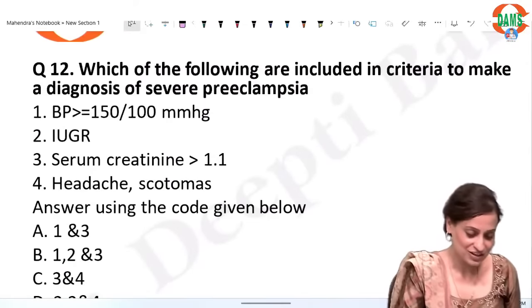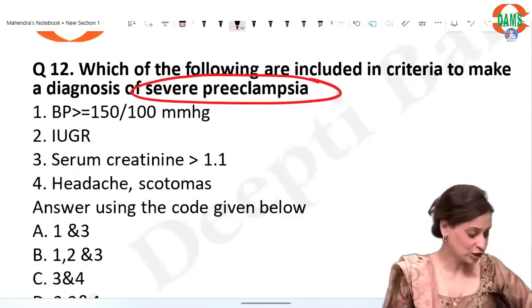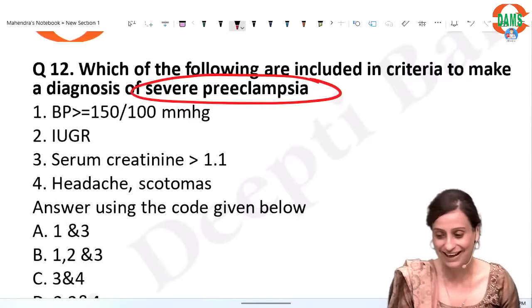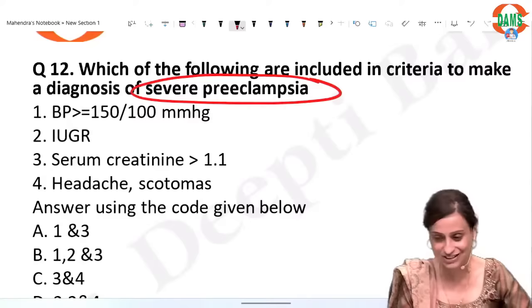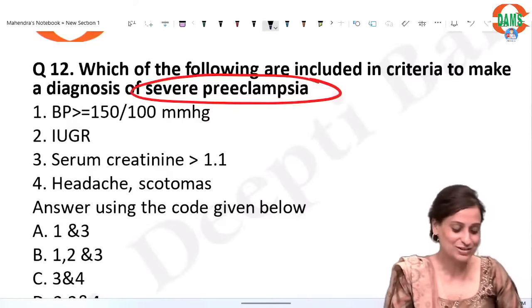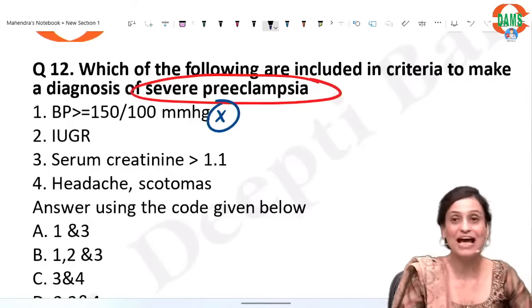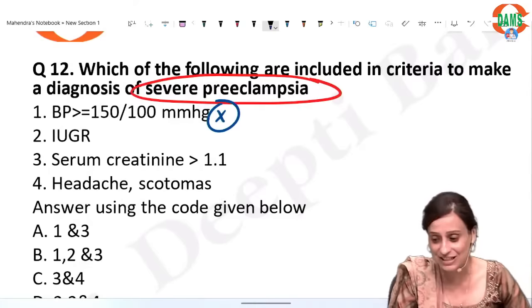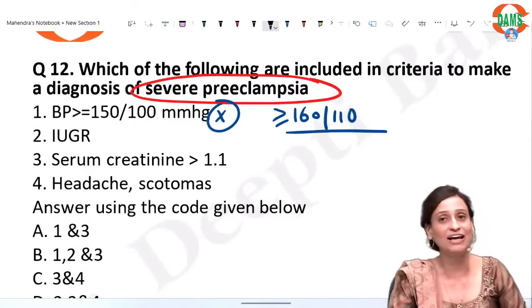The next question is, which of the following are included in making a diagnosis of severe preeclampsia? So all of you are going to commit your answer and then I'm going to start discussing. Yes, so let's look at this. Is option number A correct? No, this is an incorrect statement. To say it is severe preeclampsia, it has to be more than or equal to 160 by 110.